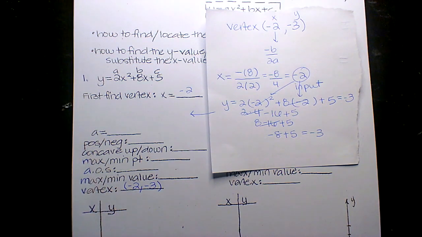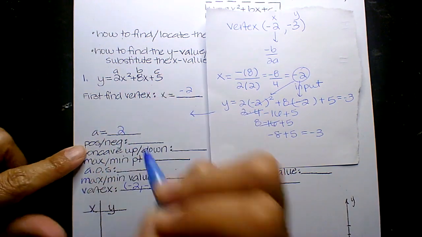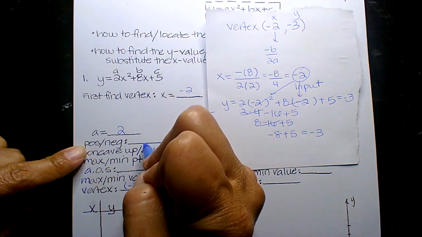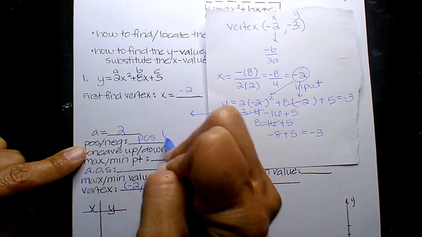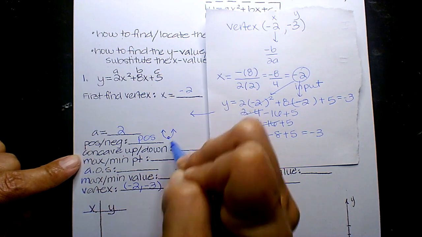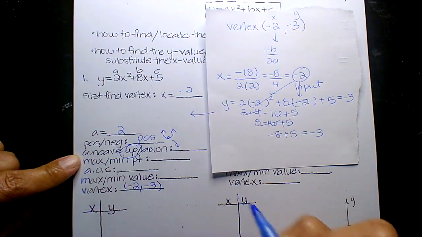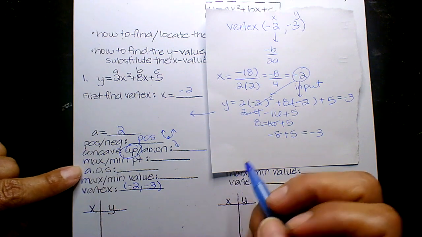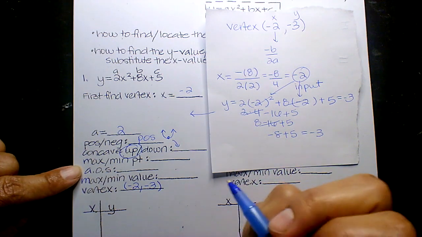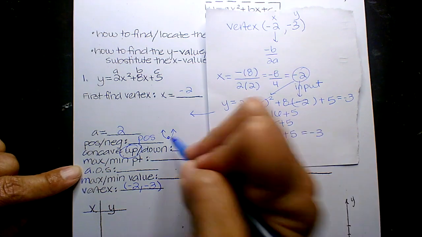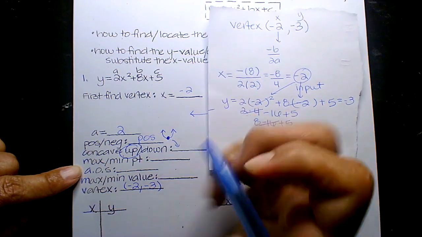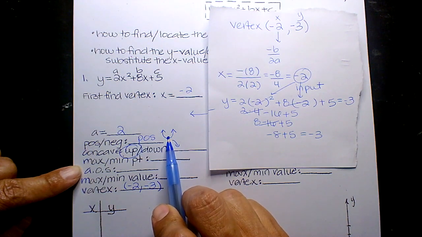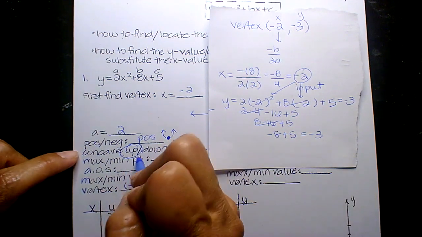Okay, what's my a value? 2, and is that number positive or negative? Positive, right? So it's going to be concave up. Oh, I guess I can put that there. Maximum or minimum point? This is your vertex. Is that a minimum or a maximum? Minimum. Yeah, it's at the bottom, right? Not the top.